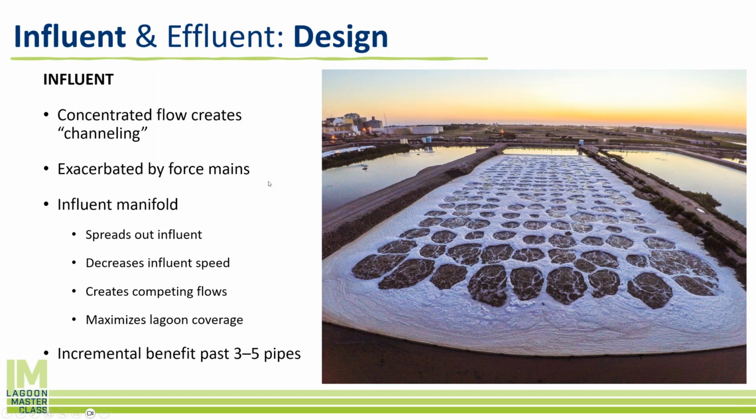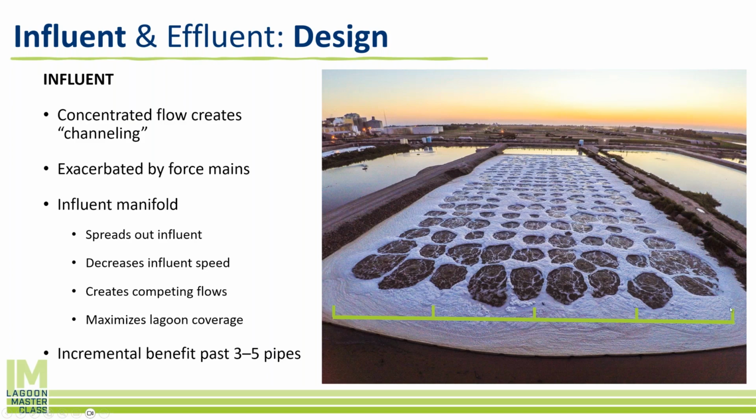We can make this even better by adjusting how the influent manifold is made. Because what happens is we have an influent manifold and water will create a channel. You can't see it, but it'll create a bit of a river where the water might be moving at a faster rate through the basin than the HRT design would suggest. This is especially bad if you have a force main that shoots directly into the basin, because that force main is ejecting water at 5 to 8 feet per second into the basin, encouraging this channeling to happen.